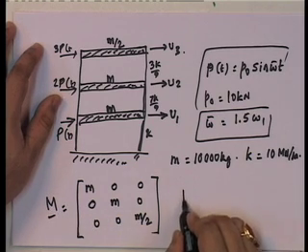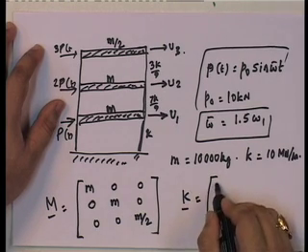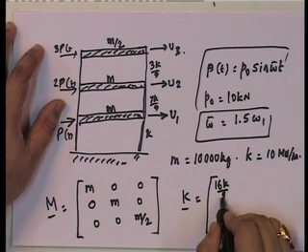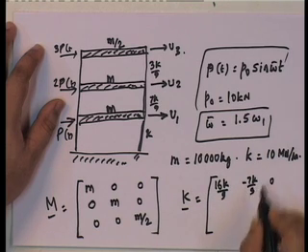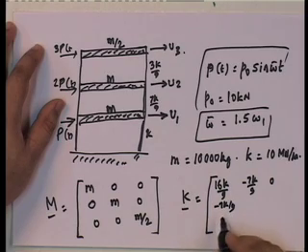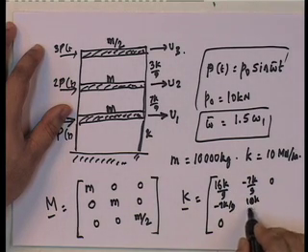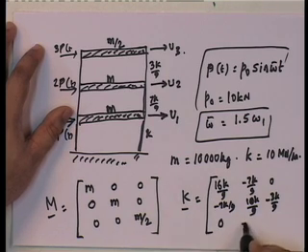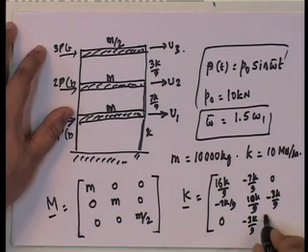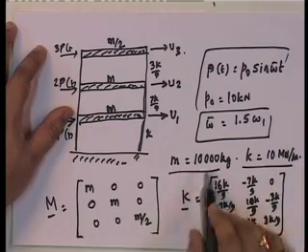This is the mass matrix, and the stiffness matrix is the following: 16K/9, minus 7K/9, 0; minus 7K/9, 10K/9, minus 3K/9; 0, minus 3K/9, 3K/9, where K is given by this, M is given by this.